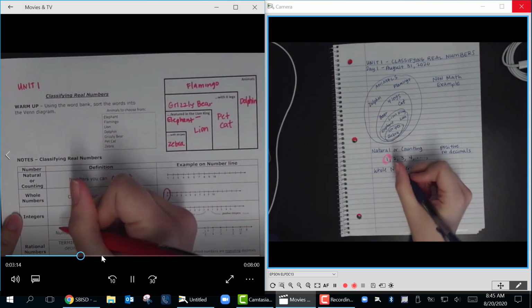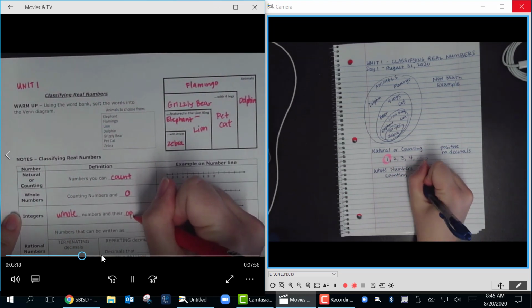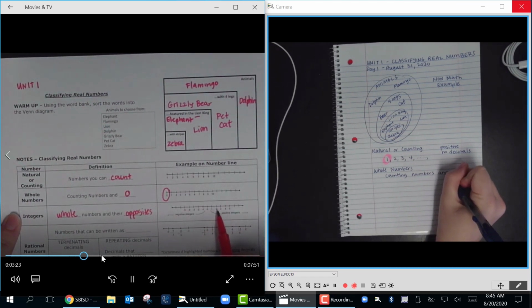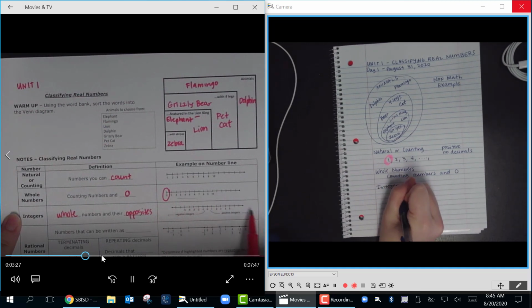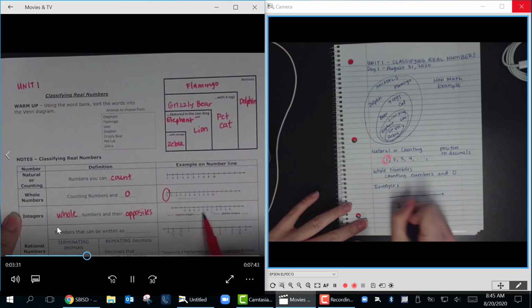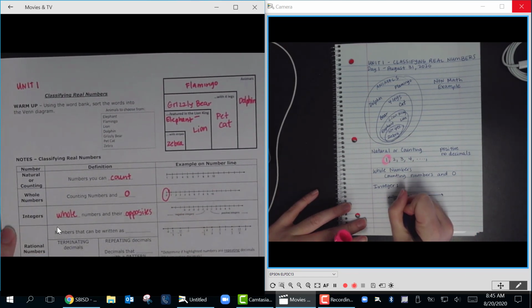Integers are whole numbers and their opposites. So 0, 1, 2, 3, 4, 5, again, all of these numbers are included, but also going left on the number line, the -1, -2, -3, -4. Okay.